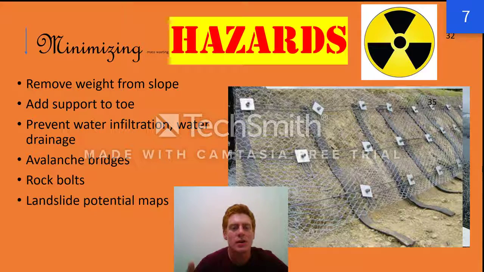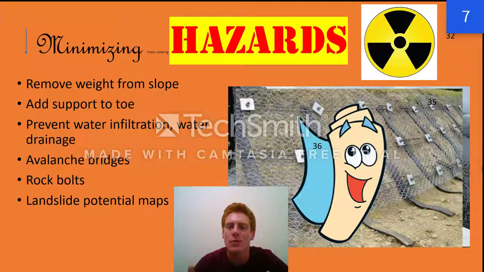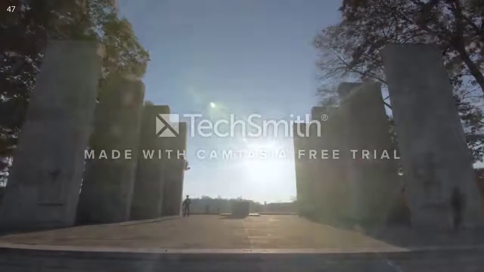Then you have landslide potential maps. These just show where possible landslides could occur. NASA has actually developed a map for the whole world that is updated every 30 minutes through the use of satellites and remotely collected data.